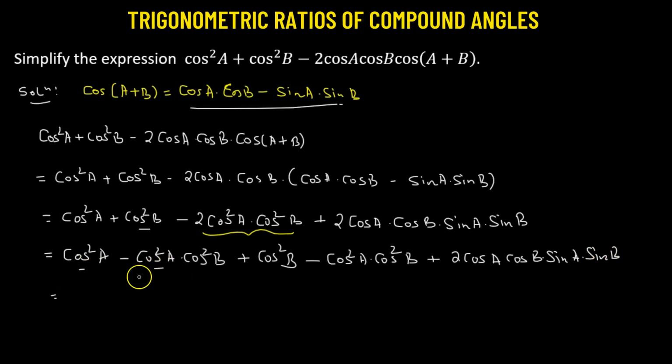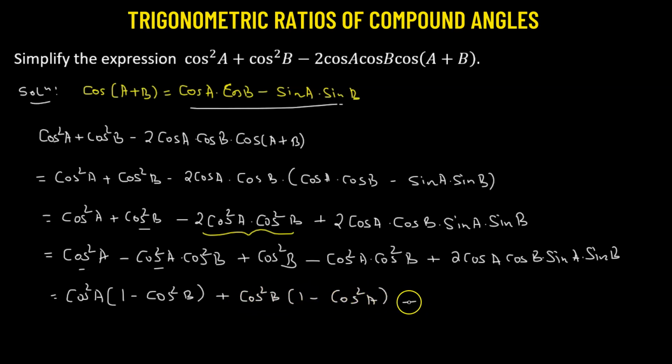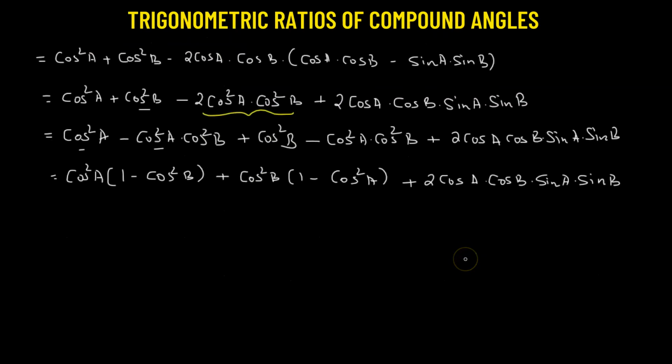So let's now combine the first and the second term. Now in the first term and the second term, we can take cosine squared A as the common factor. So we have cosine squared A, that will get multiplied to 1 minus cosine squared B. Then we will combine the third and the fourth term. So combining the third and the fourth term, we have cosine squared B multiplied to 1 minus cosine squared A plus 2 times cosine of angle A times cosine of angle B multiplied to sine of angle A multiplied to sine of angle B. Let's further simplify.